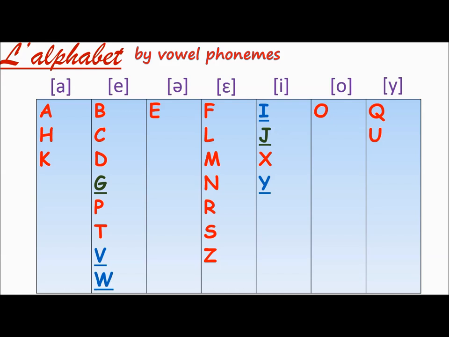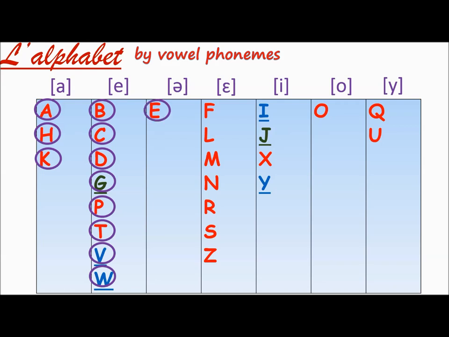Let's do this. First column, A, H, K. Second, we're going to do the first 4 first. B, C, D, G. And the next 4. P, T, V, W.